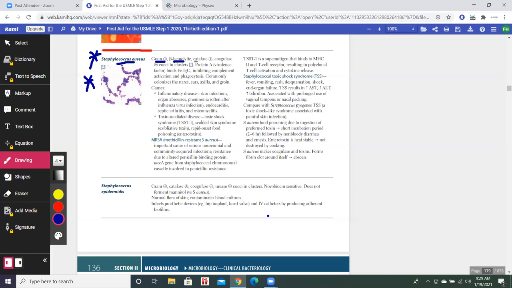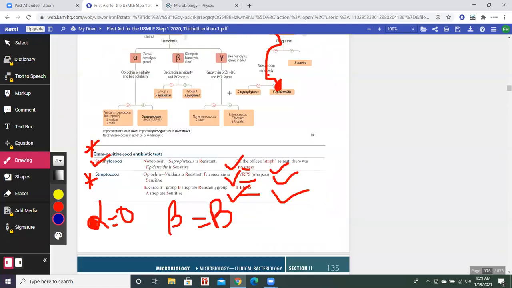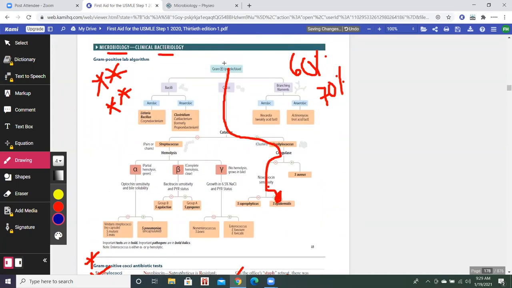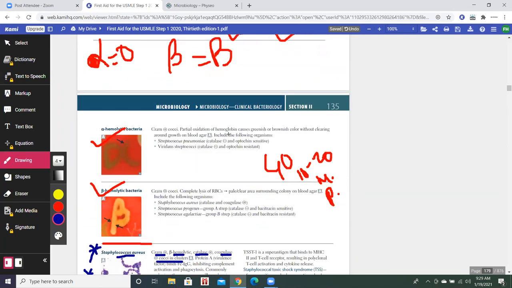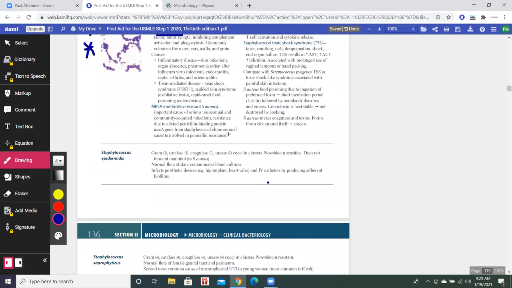It's a gram-positive, beta-hemolytic, catalase-positive, and coagulase-positive. Do you guys remember yesterday what we talked about? The first thing we do is a gram stain. If it's purple, it's positive, then you see the shape. If it's a cocci, what is the next thing you do? Fast answers, please. If you see it's a bacilli, you do aerobic and anaerobic. If it's a branching filament, you do aerobic and anaerobic. If it's a cocci, the next thing you do is the catalase test.